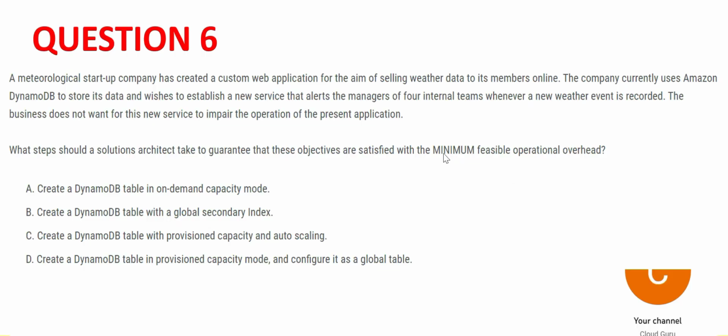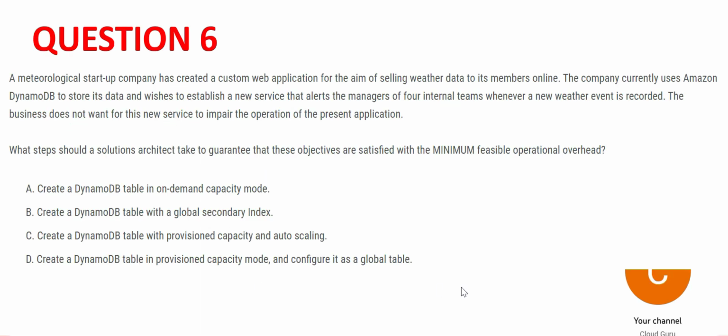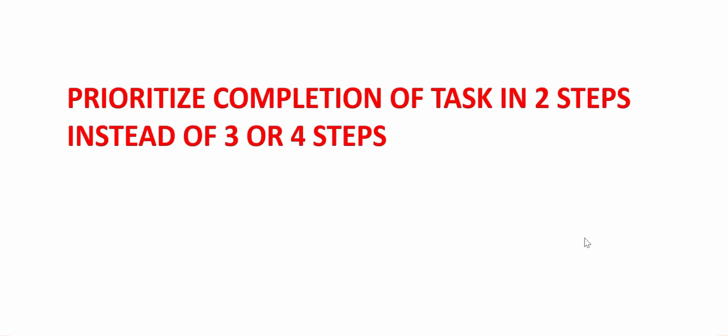So if you see the question here, you see this keyword: minimum feasible operational overhead. You have to minimize the operational overhead. So whatever option you choose out of these 4, it should be minimizing the operational overhead. What it means is, instead of doing one task in 3 steps, if you have an option to do it in 2 steps, you should use that option. Okay, so this is the key.